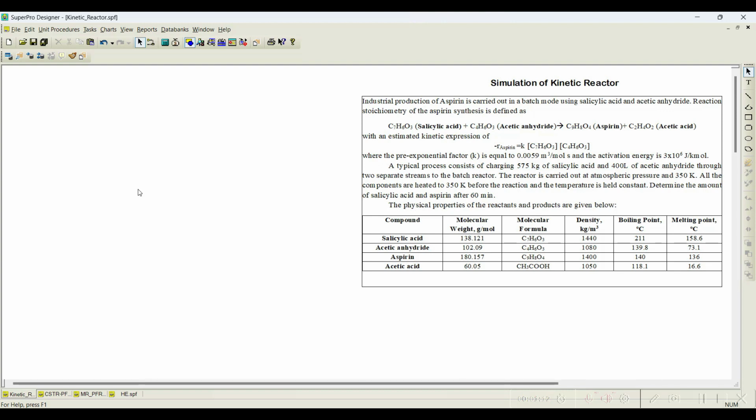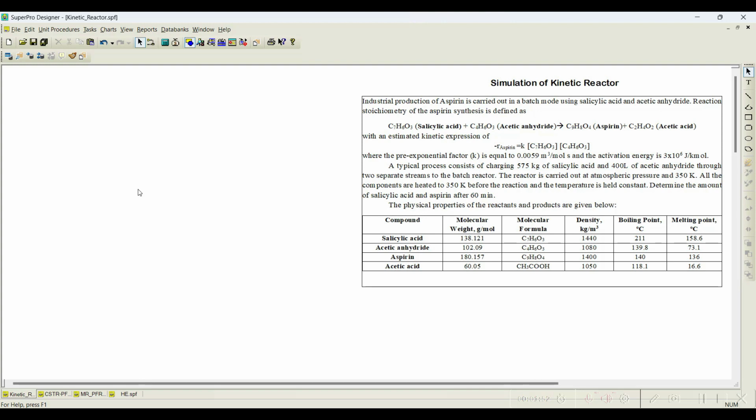The activation energy is given, the kinetic pre-exponential factor is given, and a typical process consists of charging 575 kg of salicylic acid and 400 liters of acetic anhydride through separate streams to the batch reactor. The reaction temperature is 350 Kelvin, and all the components are heated to 350 Kelvin before the reaction, and the temperature is held constant. So it is basically an isothermal reaction. We are asked to determine the amount of salicylic acid remaining and the aspirin produced after 60 minutes. Some of the physicochemical properties of the reactants and products are also given.